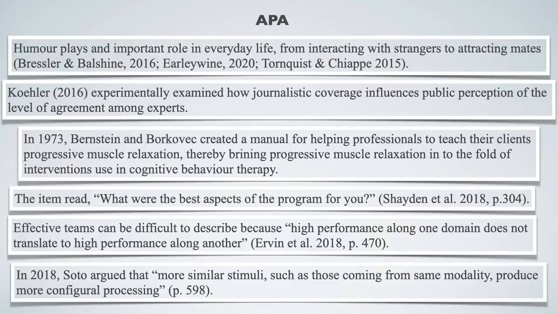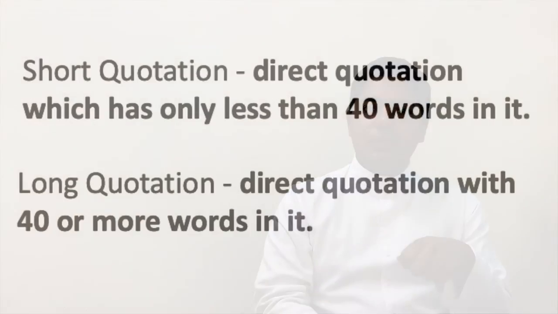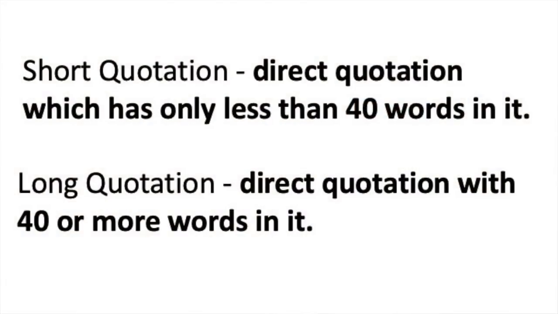Then coming to the last three ones. See, these are examples of including in-text citation in the case of quotations. Here we have to understand one thing. There are two types of quotations. First one is short quotation and second one is long quotation. What is a short quotation? Short quotations are direct quotations which have less than 40 words. The previously seen examples, the last three ones, are actually examples of short quotations because they contain less than 40 words. Suppose there are 40 or more words in the quotation, that is called a long quotation.